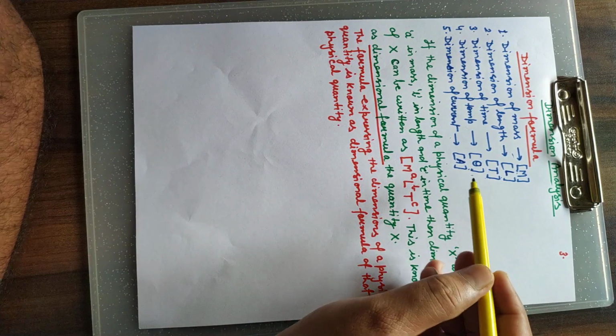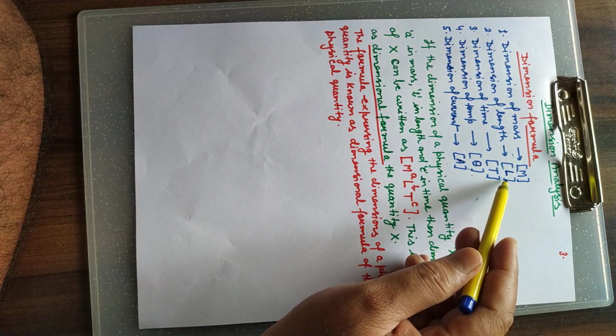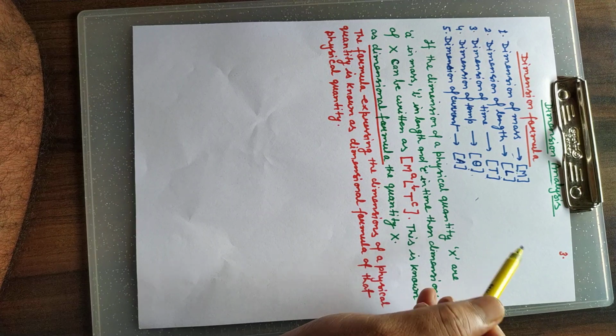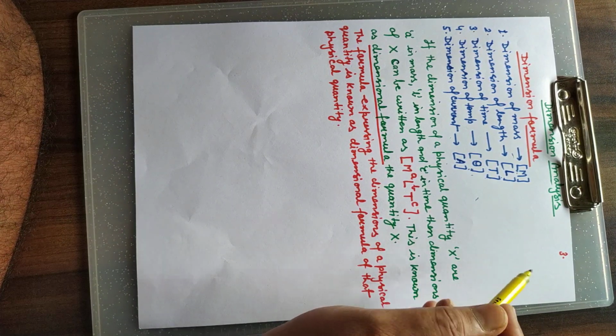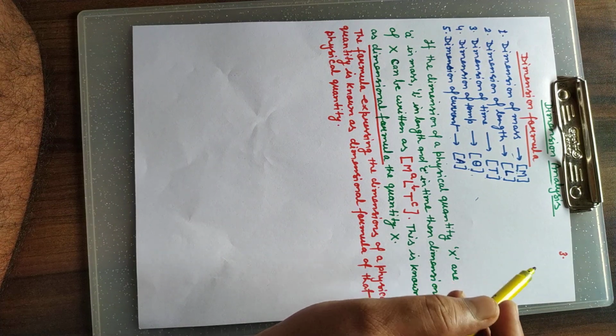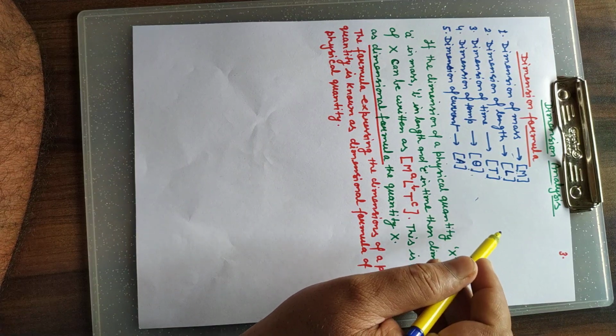the units. Suppose that the unit of length in the MKS system is meter, in CGS is centimeter, in FPS is foot. But the dimension formula for length is always written as capital L. It is independent of the units in the different systems.